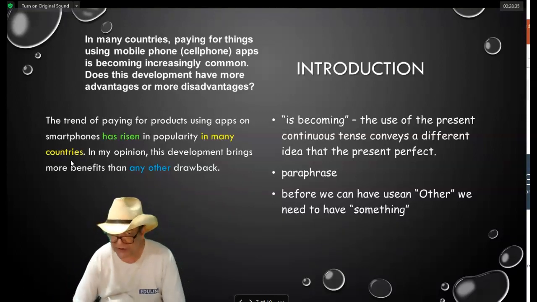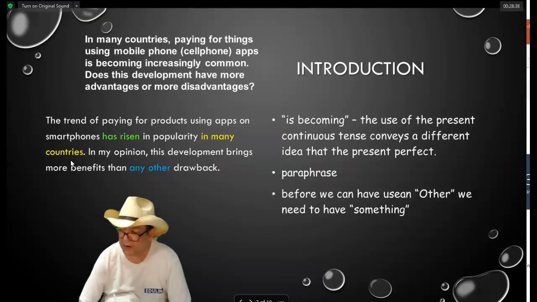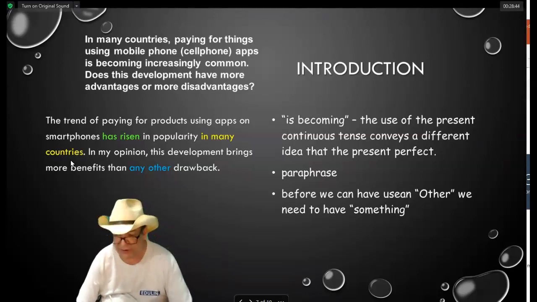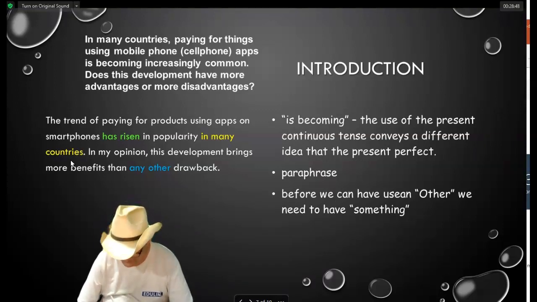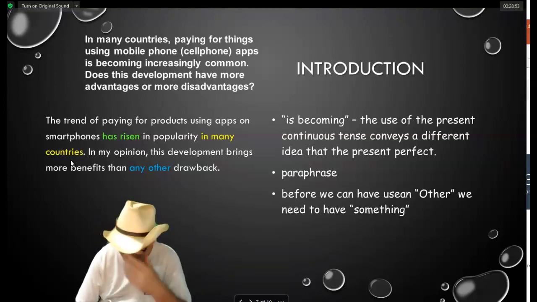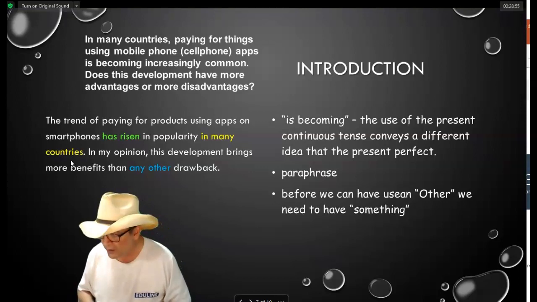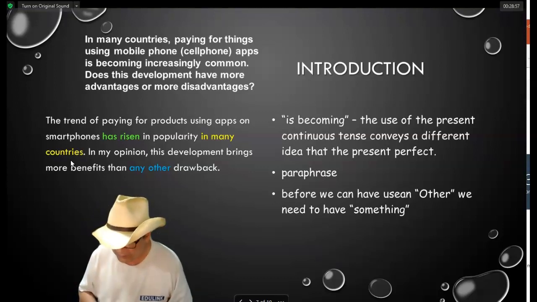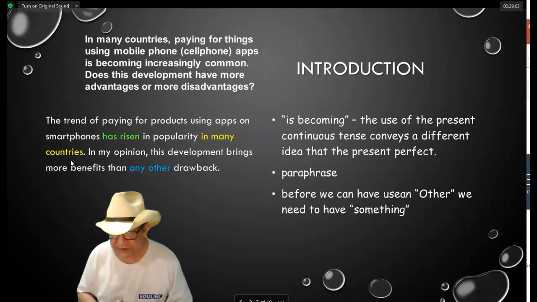Now, in the question, it says, is becoming. Now, tenses are used for reasons. They describe a certain aspect of reality of what we're talking about. When we use the present continuous, we're talking about something that is continuing, that is happening now, that is temporary perhaps, but is in no way finished whatsoever. It's just still a changing situation.